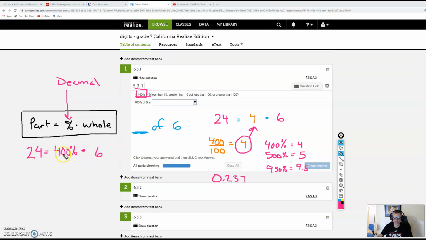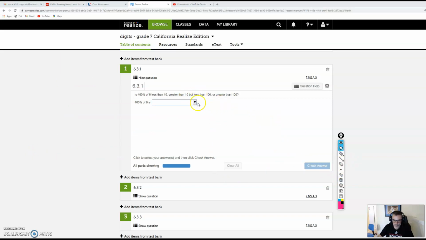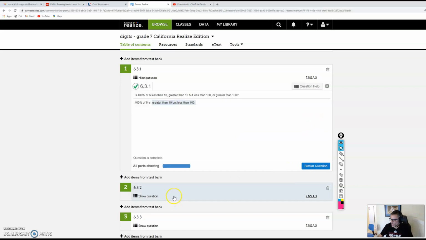Remember I talked about math being a language. That's what this sentence says. So we know it's 24, and they want to know, is it less than 10, greater than 10 but less than 100, or greater than 100? Well, 24 is between 10 and 100. So of my answers here, I'm going to pick greater than 10 but less than 100. Got it. All right, let's try number 3.